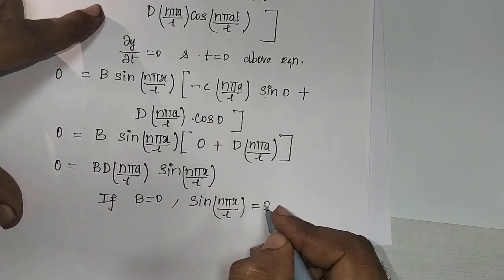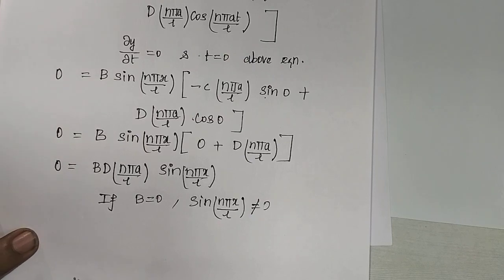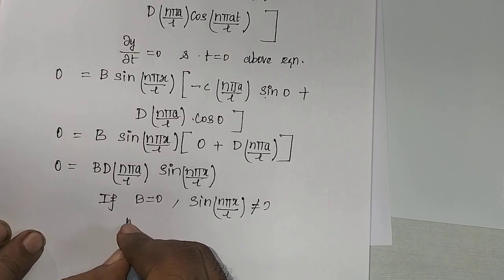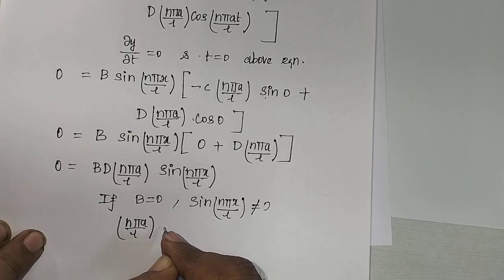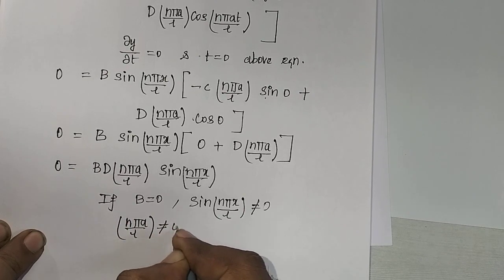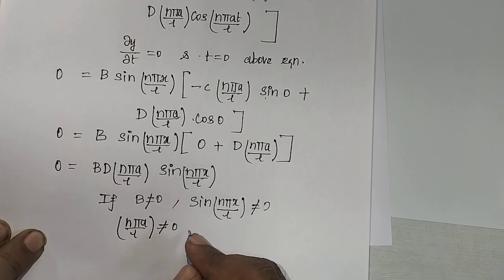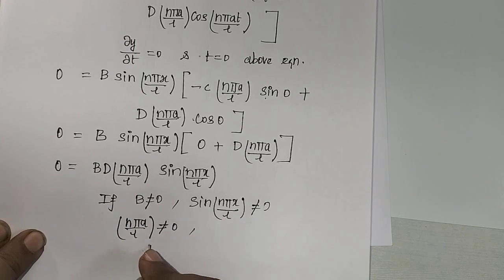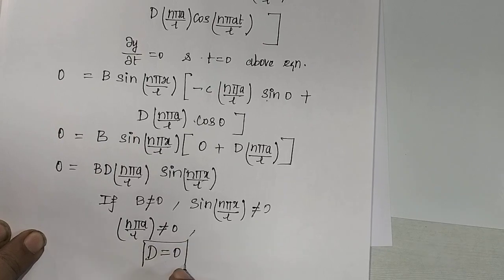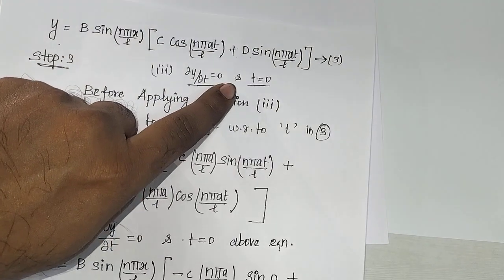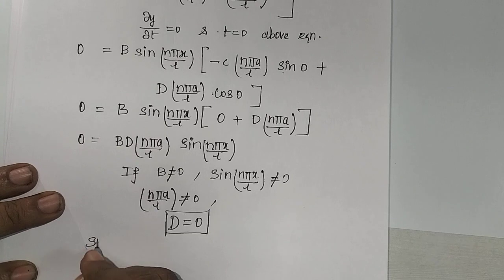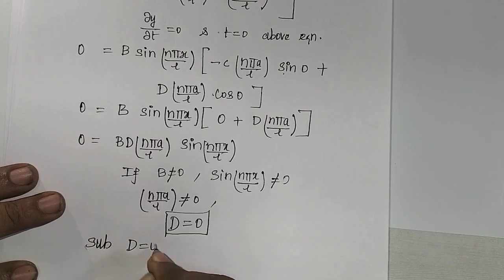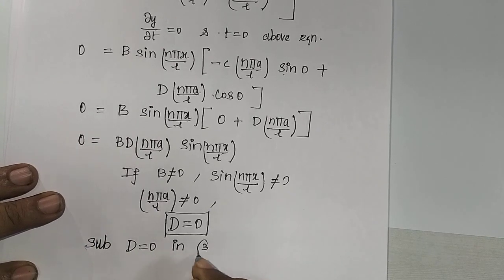So this is also not equal to 0. And n pi a by L, there is no term n pi a by L in equation 3. So this is not equal to 0. The only possible term here is d equal to 0. If I take d equal to 0, we can eliminate one term from equation 3. So I am going to substitute this d equal to 0 in equation 3.